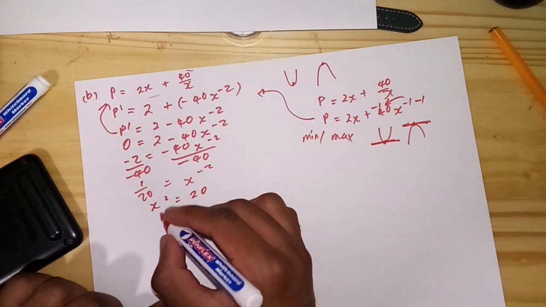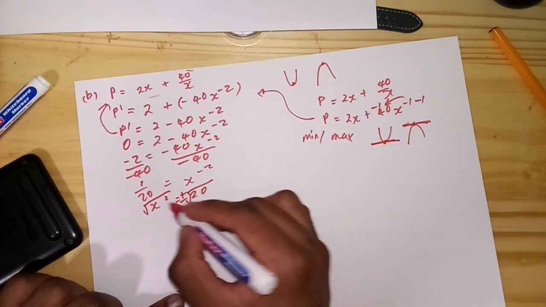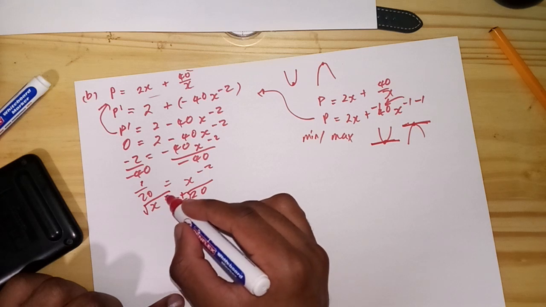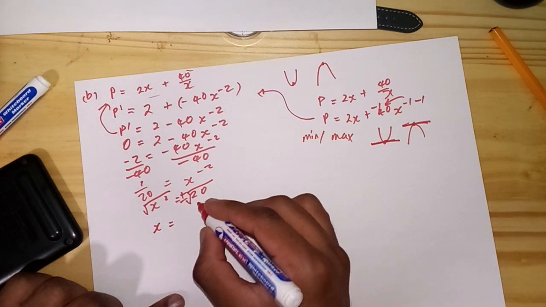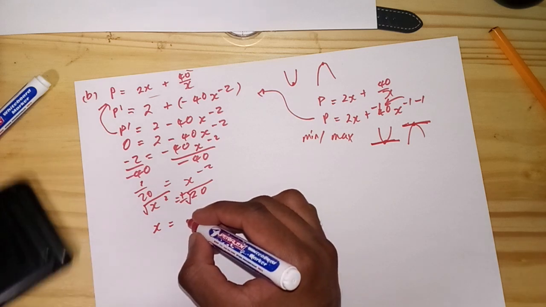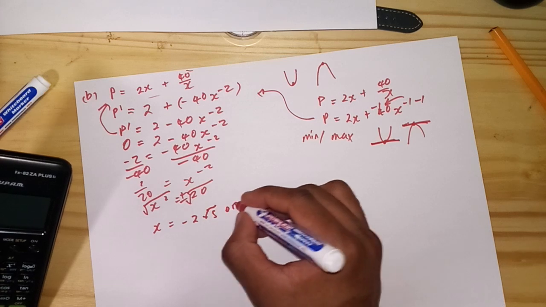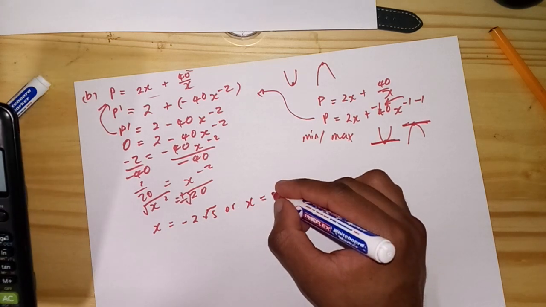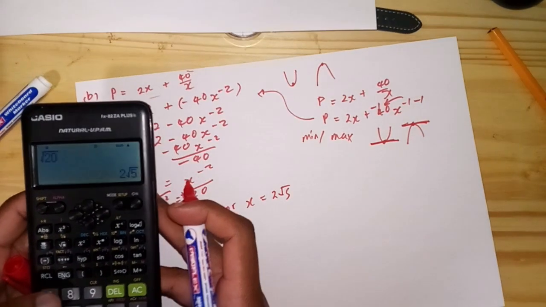20. Once you take out the inverse, then you'll come and do this, say plus or minus. Why do you say plus or minus? Because if it's squared, it can have two values. So that will be giving you, I think, x is equal to minus 2 root 5, or x is equal to 2 root 5. There we go.